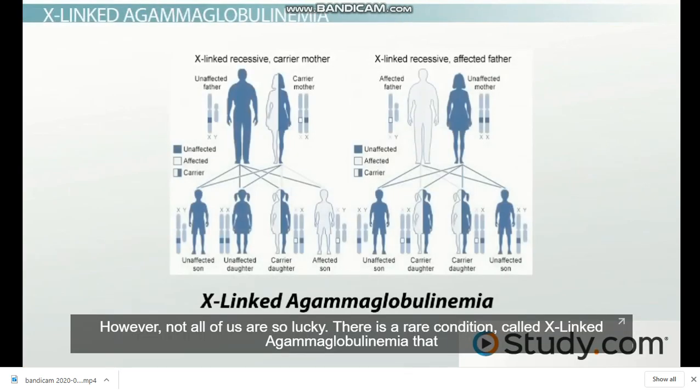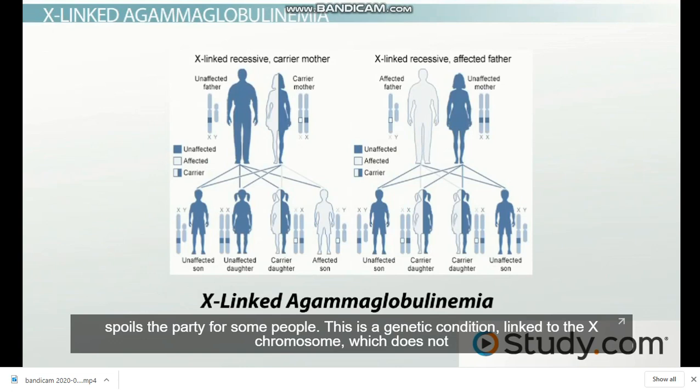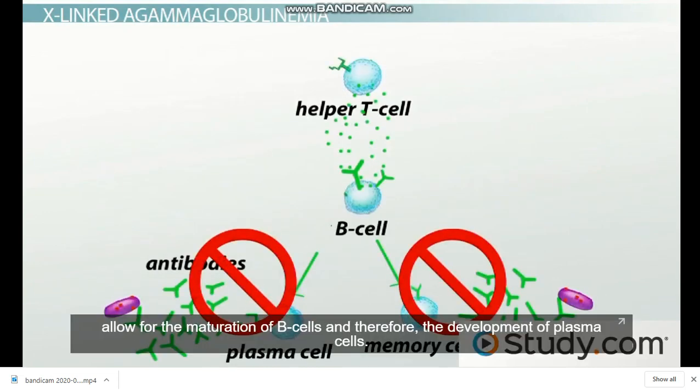However, not all of us are so lucky. There is a rare condition called X-linked agammaglobulinemia that spoils the party for some people. This is a genetic condition linked to the X chromosome, which does not allow for the maturation of B cells and therefore the development of plasma cells.